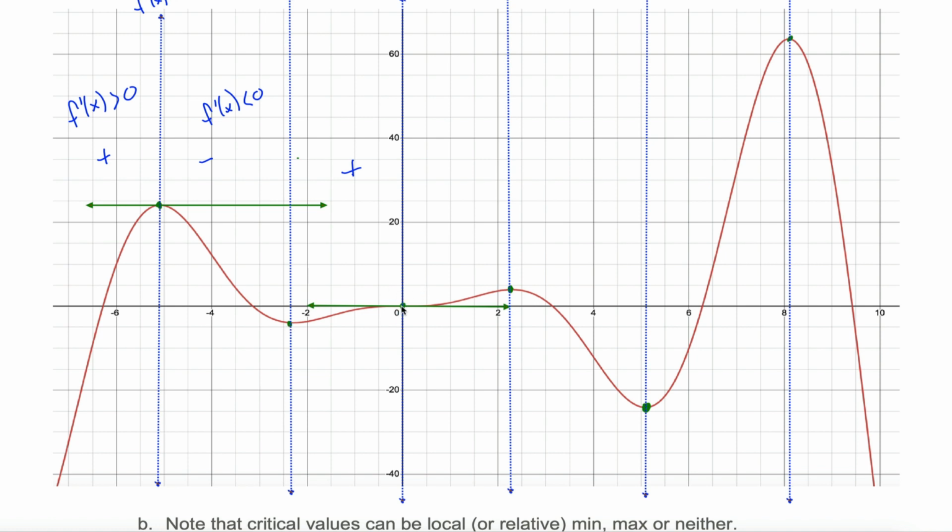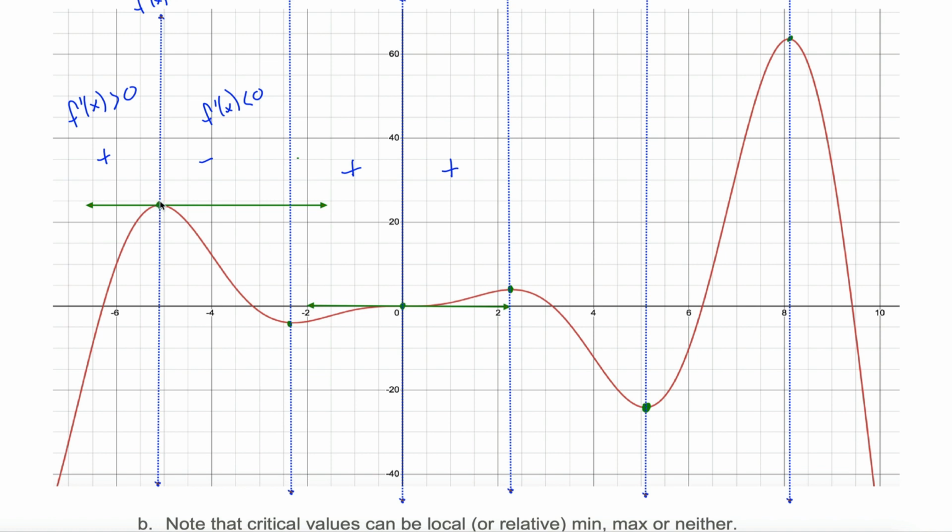But look at this next critical value. To the left of this critical value, our first derivative is positive because we're going uphill. We get to this point, we have a brief rest, but then we just immediately start going uphill again. Our first derivative switches from positive to positive at this critical value. Our first derivative is not changing sign. That means we don't have a local minimum, nor do we have a local maximum. When your first derivative does not change sign, you still have a critical value. That critical value is just not a local minimum or a local maximum.